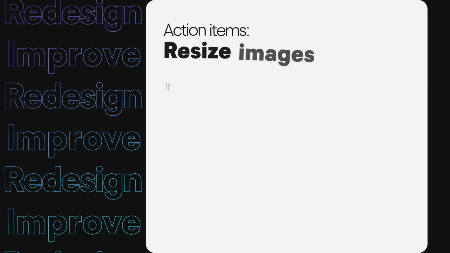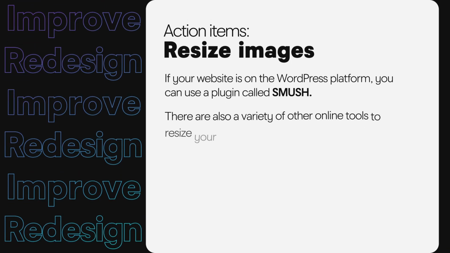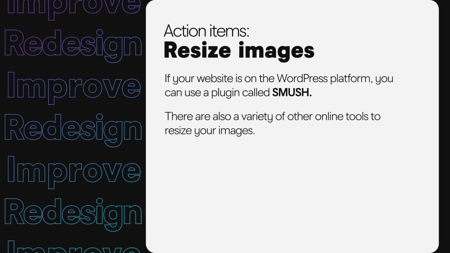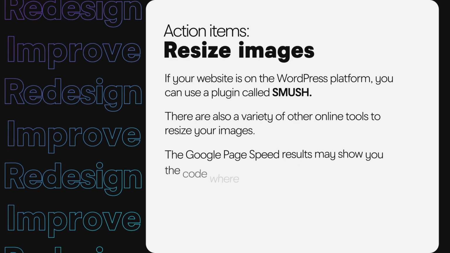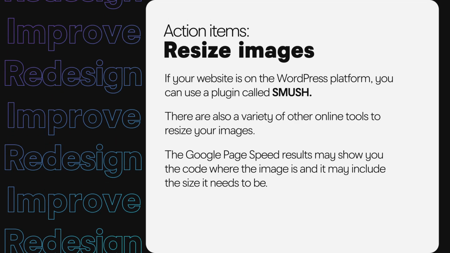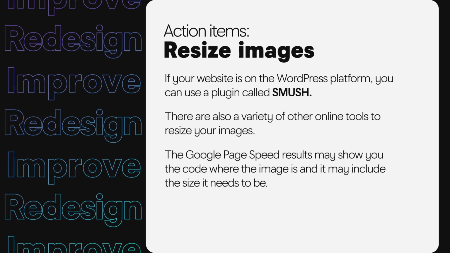We begin by resizing images and reducing compression. If your website is on the WordPress platform, you can use a plugin called SMUSH. If you're using another website builder, you can use a variety of online tools to resize your images. The Google page speed results may show you the code where the image is, and it may include the size it needs to be. This is the size you need to reduce to. Then re-upload your images. Again, if you have WordPress, a plugin like SMUSH, the plugin will resize and reduce without a need to re-upload.